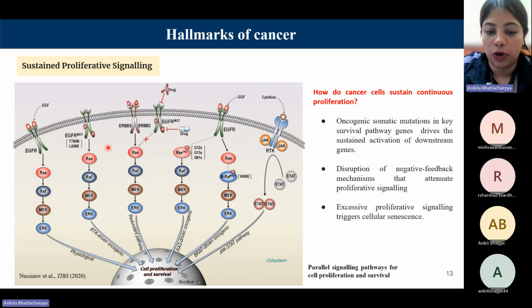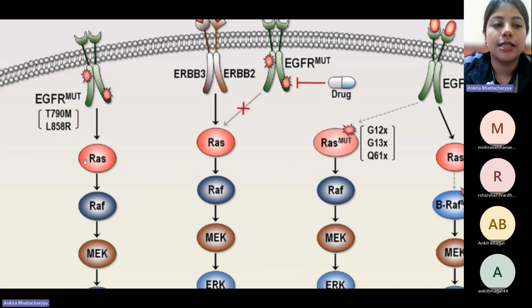This is what goes wrong in cancer. The first thing you see is that there is a mutation in this receptor. The first receptor that we saw here carries a mutation. This is how you read mutations. T790.